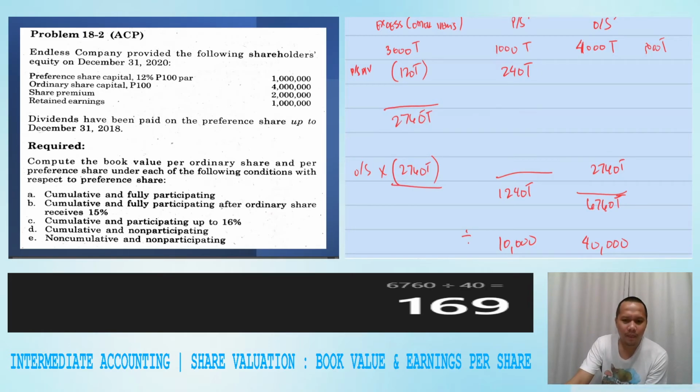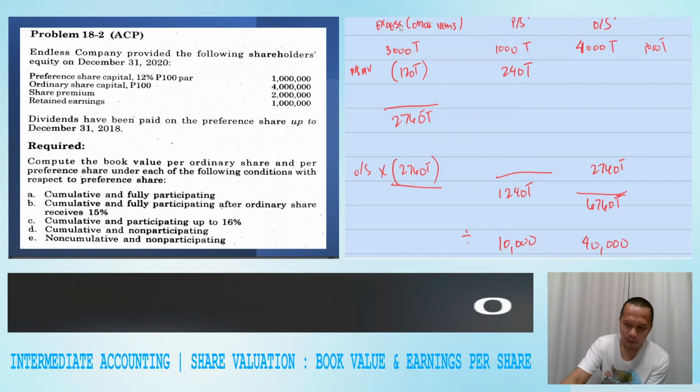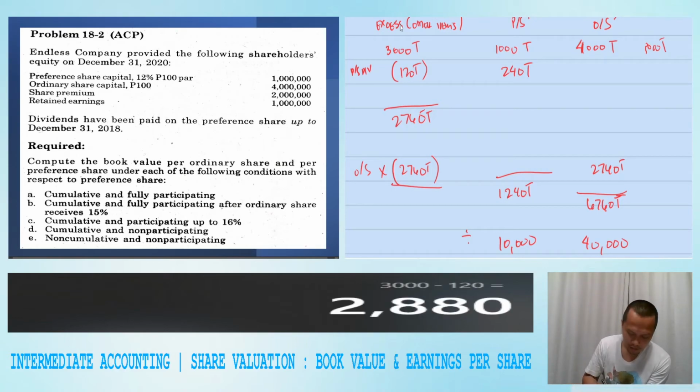So, the excess, net excess, minus 120, that is only 2,880,000. Di ba? Itong excess na ngayon na 2,880,000, mapupunta yan siya kay ordinary share.